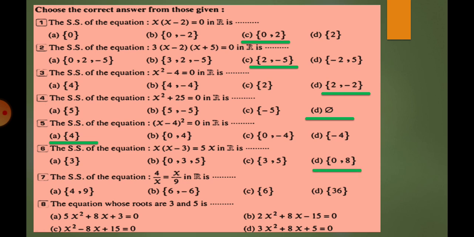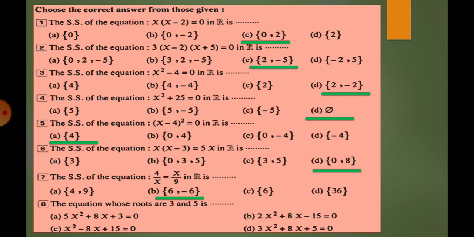Number 7. 4/x = x/9. Here, if we multiply extremes and means, it will be x² = 4 × 9 = 36. x² = 36. So we can take the square root: the square root of x² is x, and the square root of 36 is positive or negative 6. The solution set is {6, −6}.